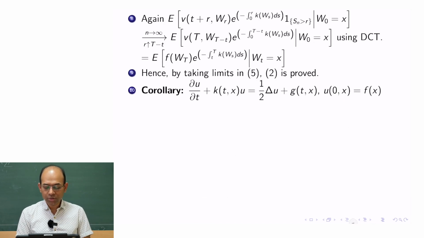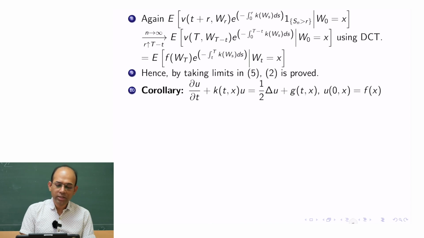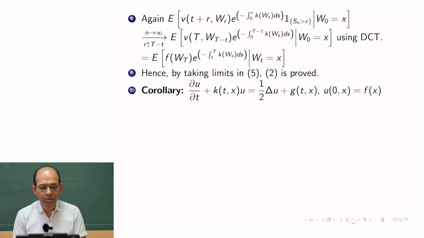Okay, so as a corollary of the earlier theorem that we have proved now, we can write down the equation: del u del t plus k of t comma x times u is equal to half Laplacian u plus g of t comma x, with u of 0 comma x equal to f of x. So here it is the initial value problem. Earlier we talked about the terminal value problem. Now if you consider an initial value problem, what happens?